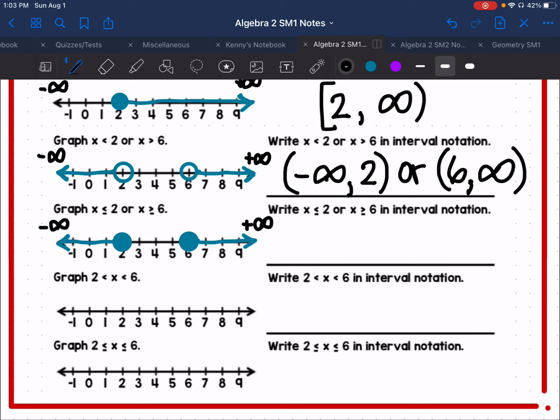Don't go super fast because we can do a combination. It doesn't always have to be both of them are closed or both of them are open, and you're going to see that when you get into your assignment.